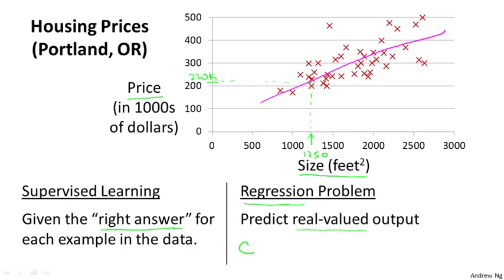And just to remind you, the other most common type of supervised learning problem is called a classification problem, where we predict discrete value outputs, such as if we are looking at cancer tumors and trying to decide if a tumor is malignant or benign. So there's a 0-1 value discrete output.